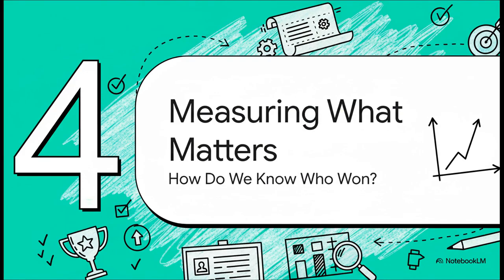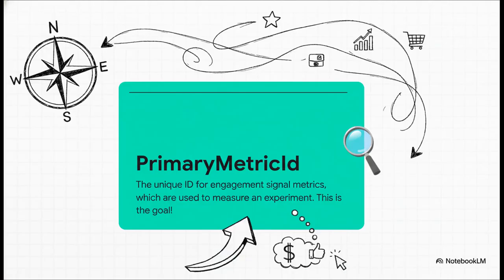Look, you can run the coolest experiment in the world, but it's completely pointless if you don't know how you're keeping score. So the blueprint has to be crystal clear about what winning actually looks like. And that brings us to what might be the single most important field of all, the PrimaryMetricId. This is what links the entire experiment to a single specific goal. Are we trying to get more clicks, more signups? This ID points directly to that success metric. It is the North Star for the entire test.